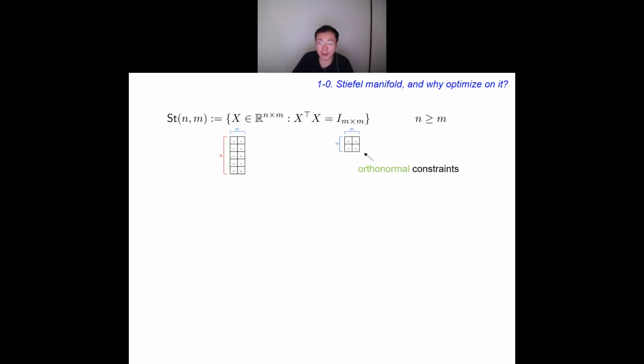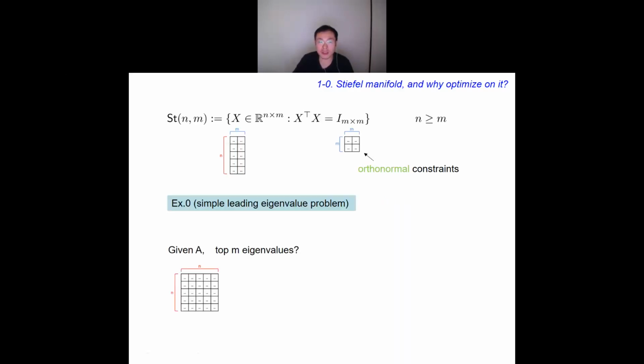And why do I want to optimize a function defined on a Stiefel manifold? Here is a motivating example. It's very simple. Suppose you have an n by n matrix A. n may be huge, and I want to find its top m eigenvalues, so the largest m eigenvalues. m may be small. For example, in machine learning and data science, maybe n is like 1,000,000 and m is like 10.